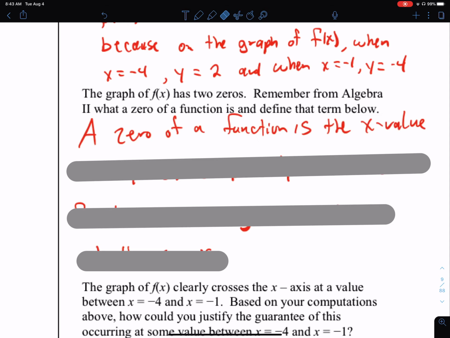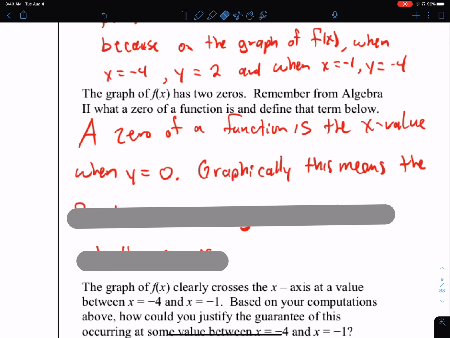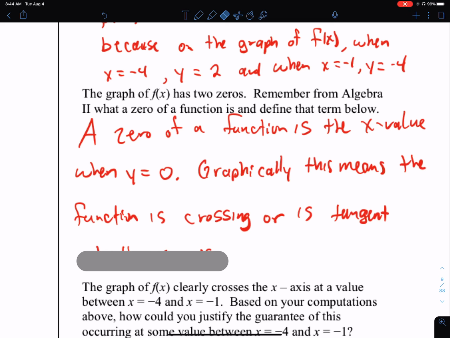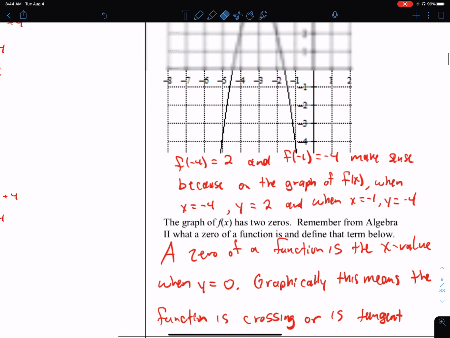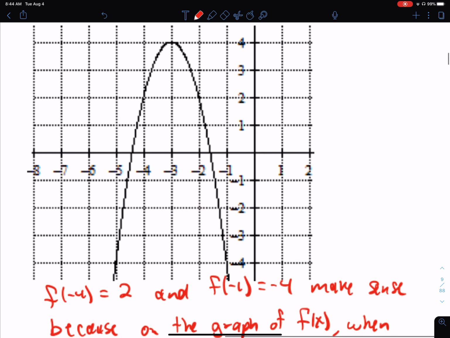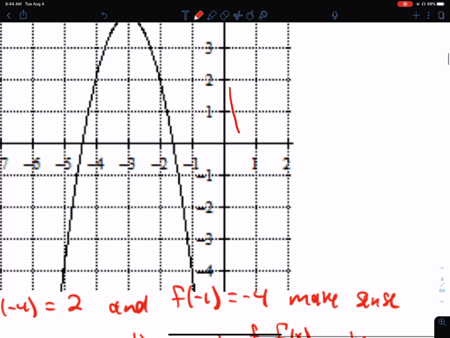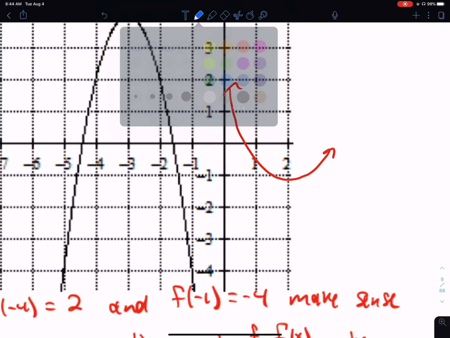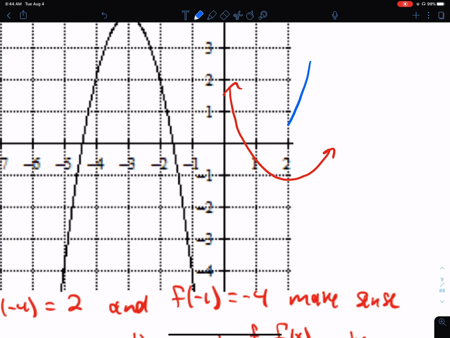A zero of a function is the x value when y is equal to 0. That's why it's called a zero. Graphically, this means the function is crossing or is tangent to the x-axis. So let me just show you real quick. Crossing the x-axis means like this. Tangent to the x-axis means that it comes down, gives it a little smooch, and then goes back from the direction it came from. This is tangent, this is crossing.